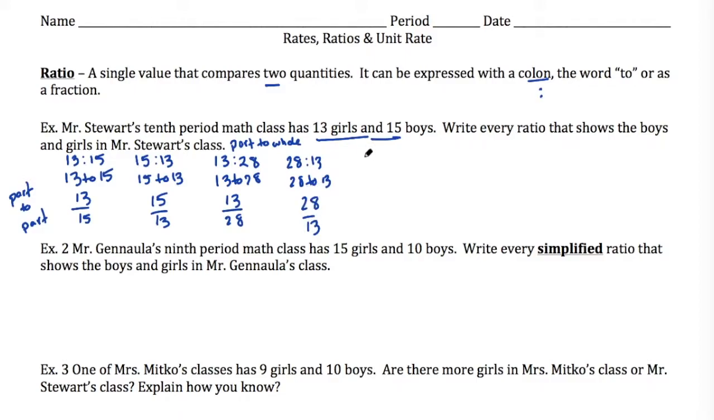Then we could also describe it with the boys. We could go 15 colon 28, 15 to 28, or 15 over 28. And then finally we could flip it: 28 colon 15, 28 to 15, and 28 over 15. So there's 18 different ways. While it's still simplified, somebody in past years has said, well, we could talk about 26 to 30 as a ratio of girls to boys. Yes, that's equivalent, but we could sit there and make equivalent ratios for the rest of time.